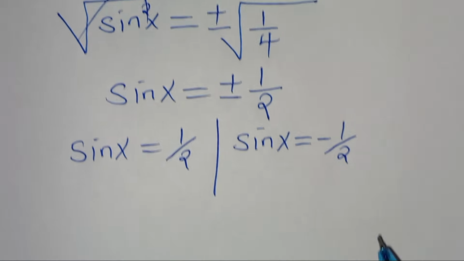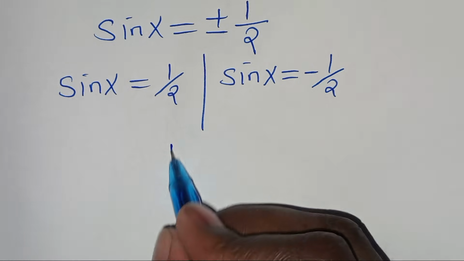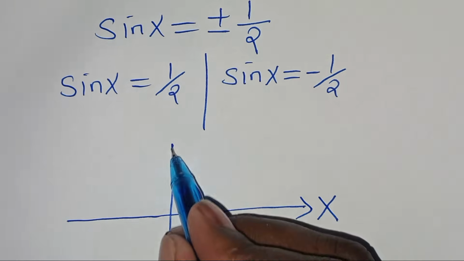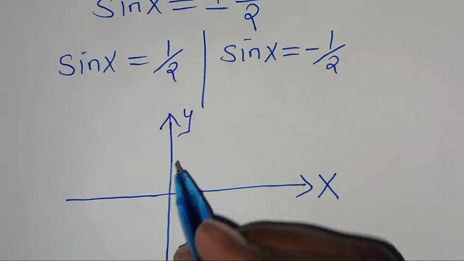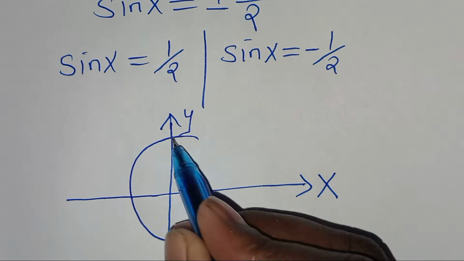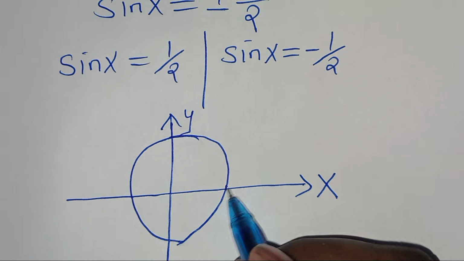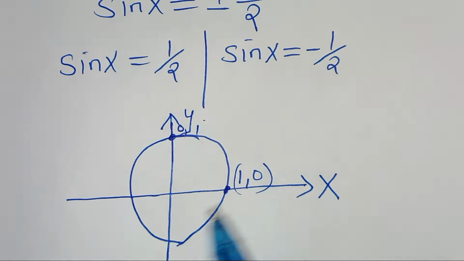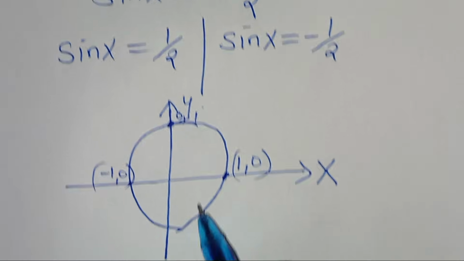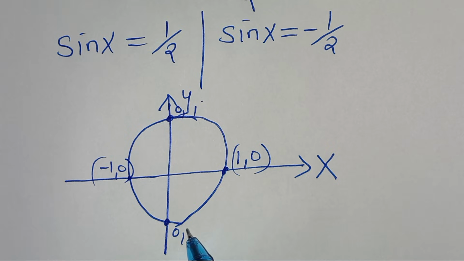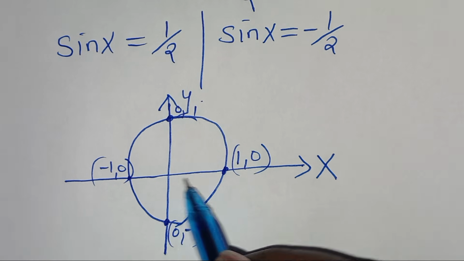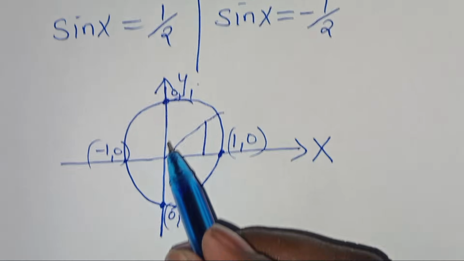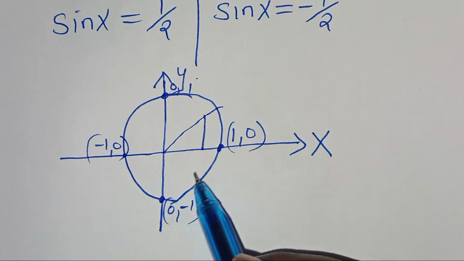Now, from here, let's draw a graphical representation, that is the x and y plane. This is the x-axis, and this is the y-axis. So now let's have a plane here. Here we have 1, 0. Here we have 0, 1. Here we have negative 1, 0. And here we have 0, negative 1. So this is the first quadrant. This is the second quadrant. This is the third quadrant. And this is the fourth quadrant.